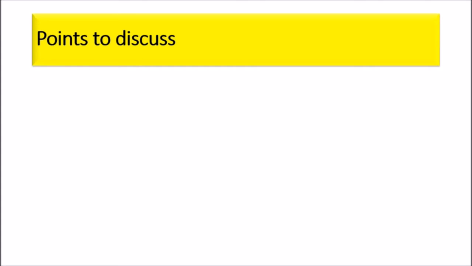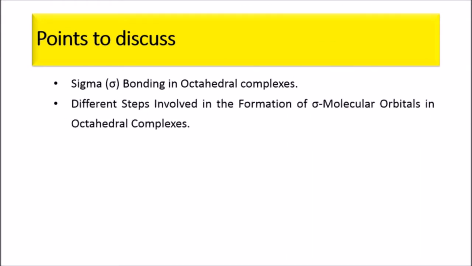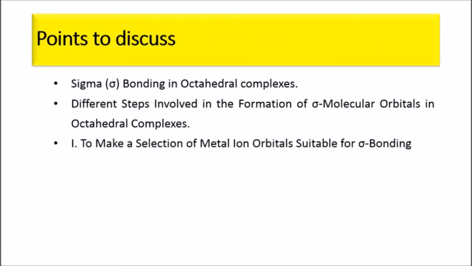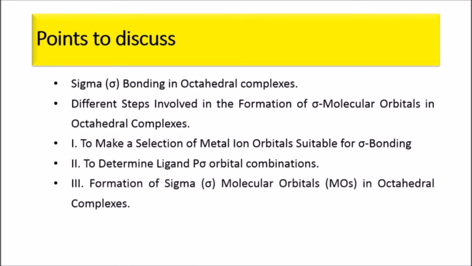The points to discuss: first, sigma bonding in octahedral complexes. Then different steps involved in the formation of sigma molecular orbitals in octahedral complexes. Step 1, to make a selection of metal ion orbitals suitable for sigma bonding. Step 2, to determine ligand p sigma orbital combinations. And step 3, formation of sigma molecular orbitals in octahedral complexes. Last but not least, pictorial representation of the formation of MOs.